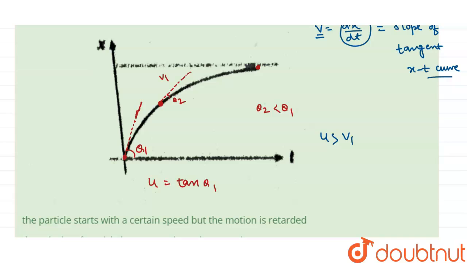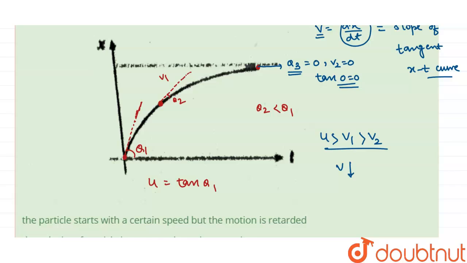Okay, now at the last point, when you extend the tangent, it is almost making an angle, suppose theta 3, and this angle theta 3 is equal to 0, and tan 0 is equal to 0. That means at this point the velocity, suppose v2, is 0, which is less than v1. So as you can see, the velocity is decreasing with the increase of time.